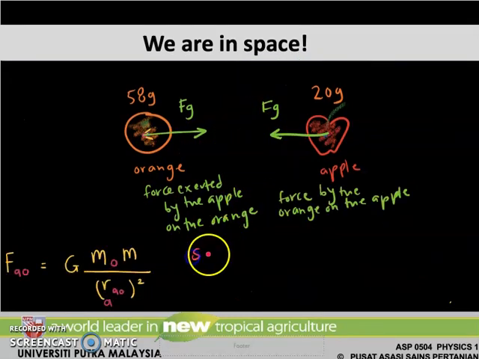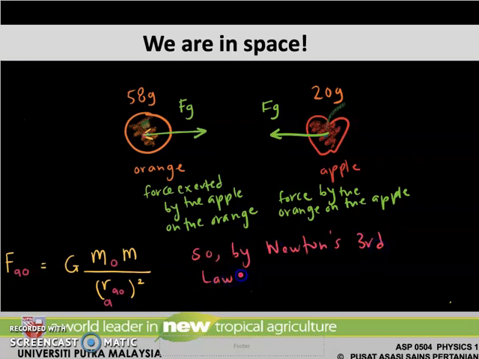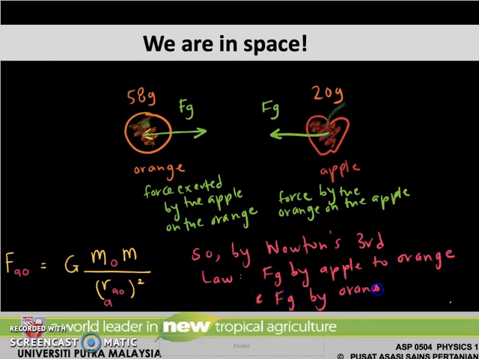So here we can conclude that by Newton's third law, Fg by apple to orange and Fg by orange to apple are equal and opposite.